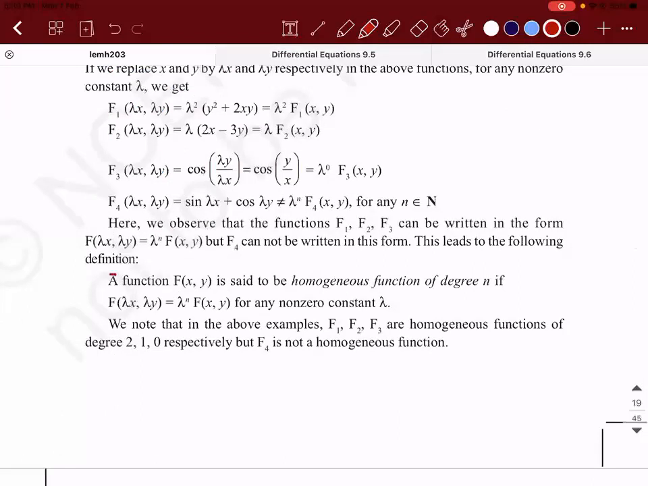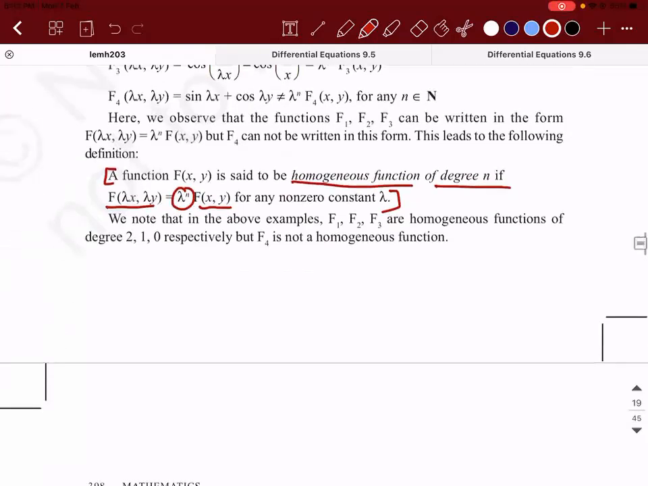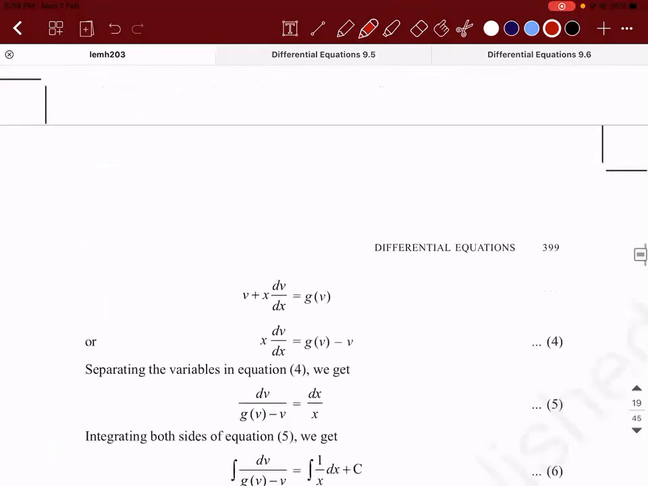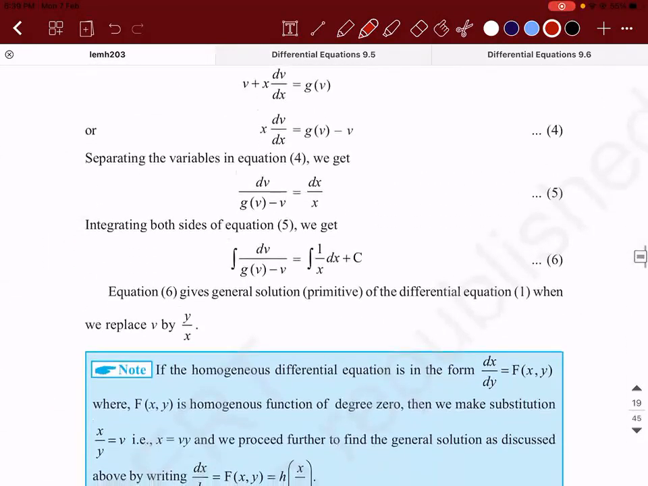Right? So a function f(x, y) is said to be a homogeneous function of degree n if f of lambda x comma lambda y is going to give you lambda power n times f of x, y for a non-zero constant lambda. Okay. Now we are going to see what is the homogeneous differential equation. So what is the homogeneous differential equation?